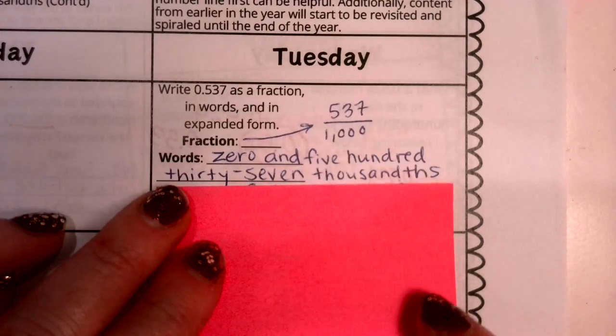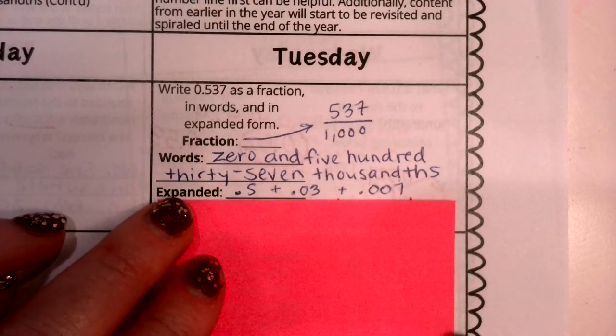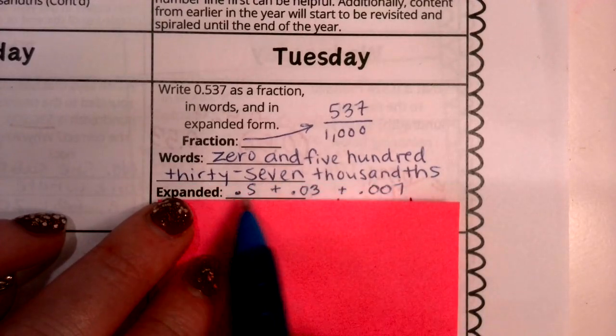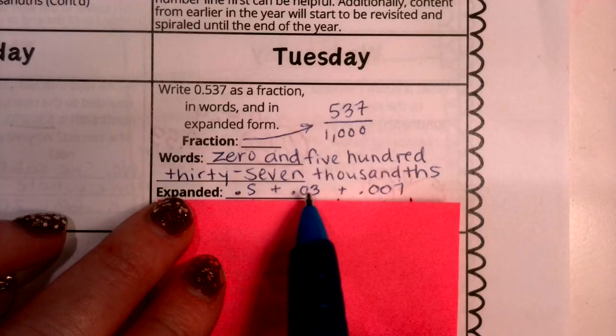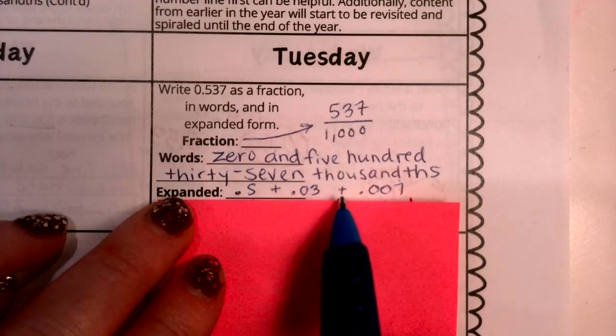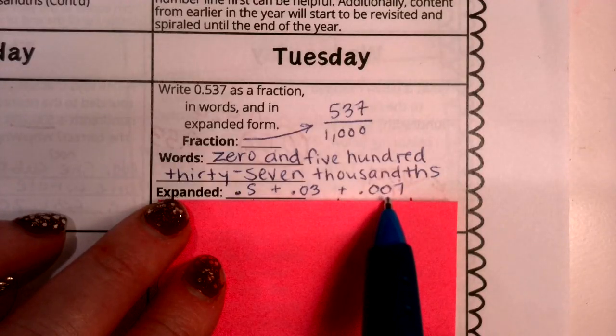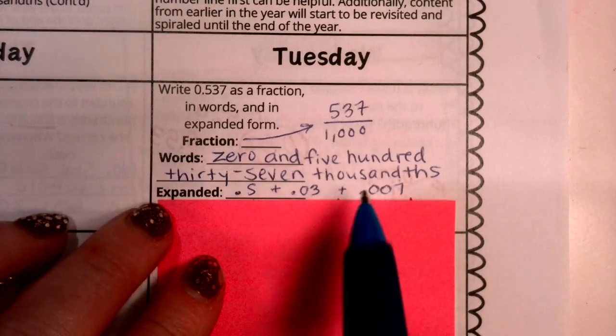Okay, boys and girls, now we are thinking about expanded form. Expanded form is adding this by its values. It has 5/10 plus 3/100 plus 7/1,000ths. That is it in expanded form.